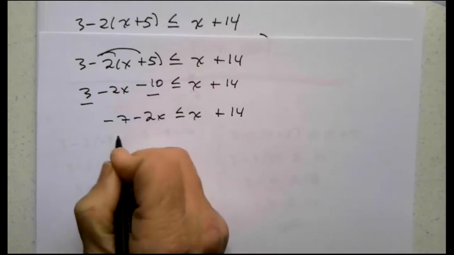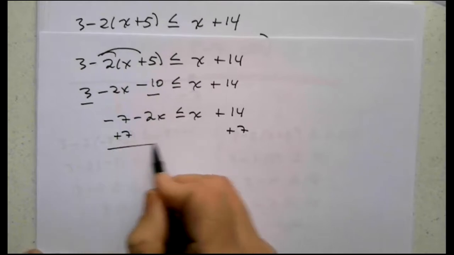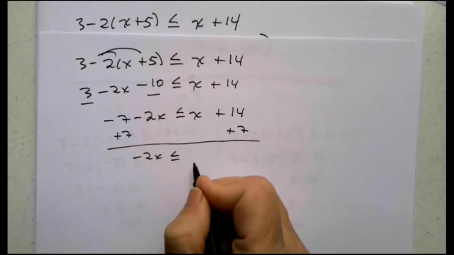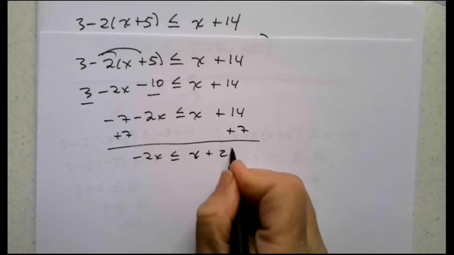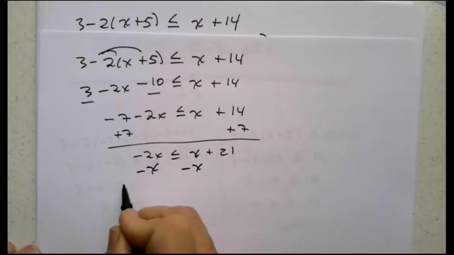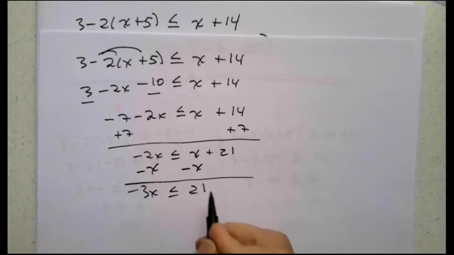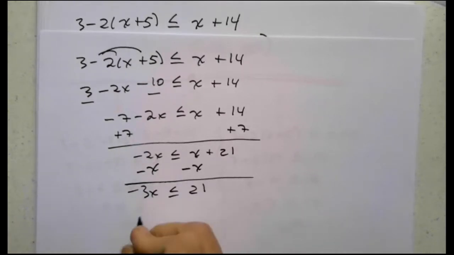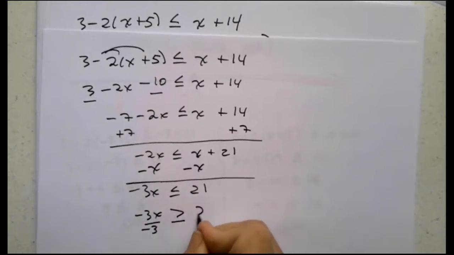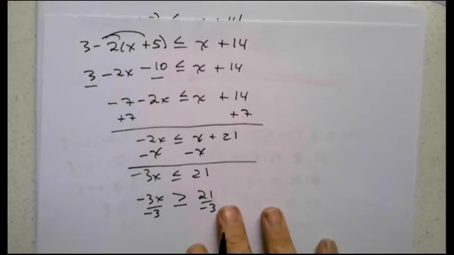I don't know, maybe I'll add 7 to both sides. That does not require me to switch the signs. Then I get -2x less than or equal to x plus 21. Maybe this time I'll subtract x from both sides. And I get -3x less than or equal to 21. Now I want to divide by -3, but if I divide by -3, I absolutely have to switch the sign. So I get x is greater than or equal to -7.